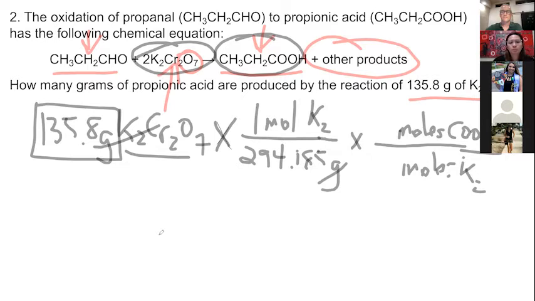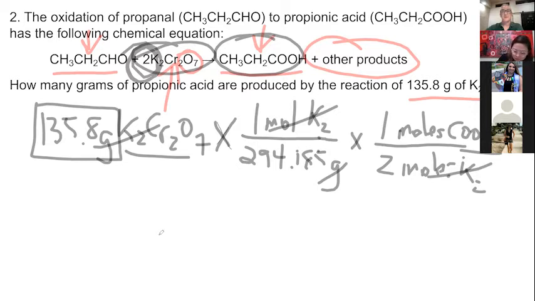1 and 2. That's right. So if there's no number in front of a molecule in the reaction, we just assume that it's a 1. And there's a 2 here. So that's a 2. So that gets rid of my moles of potassium perchromate. And now all I've got left for units is moles of propionic acid.